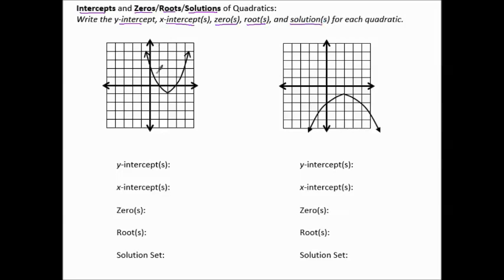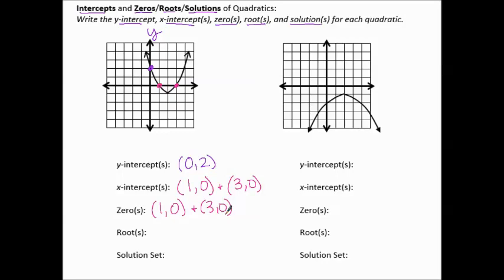So if I look at this graph here, my y-intercept, so here's my y-axis, where my graph touches my y-axis is right there. So my y-intercept is the point 0, 2. My x-intercept is where my graph touches my x-axis. And I have 2 spots there. So my x-intercept is going to be the point 1, 0 and the point 3, 0. I have 2 x-intercepts. Zeros mean the same as x-intercepts. So I can write them right there.